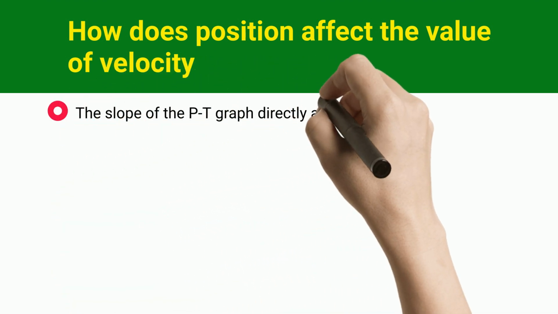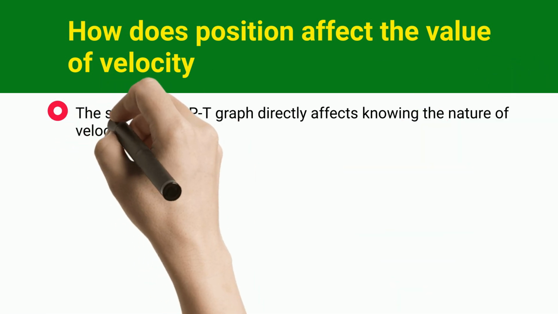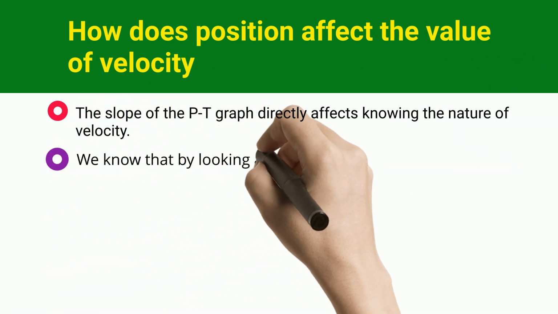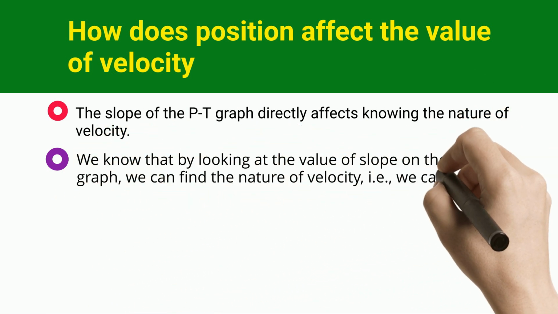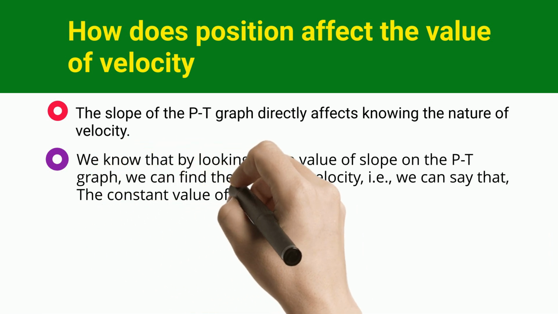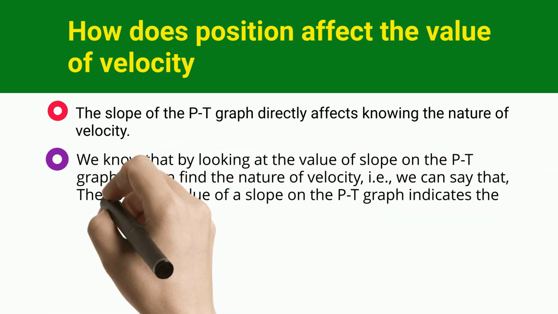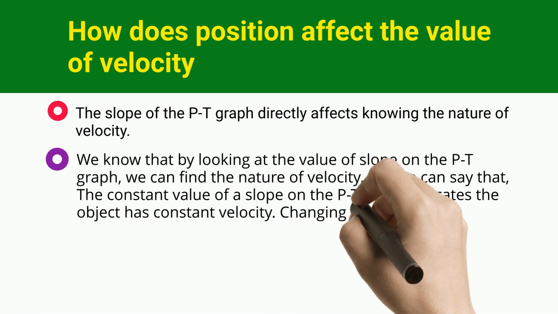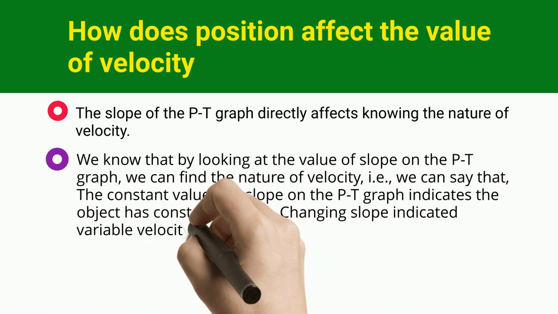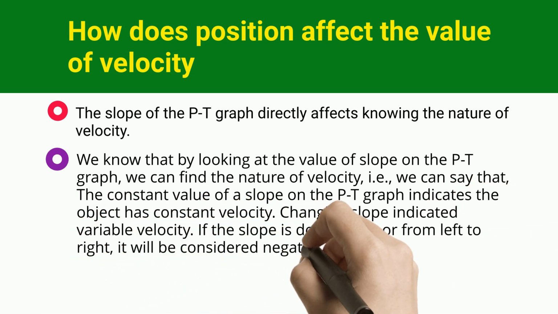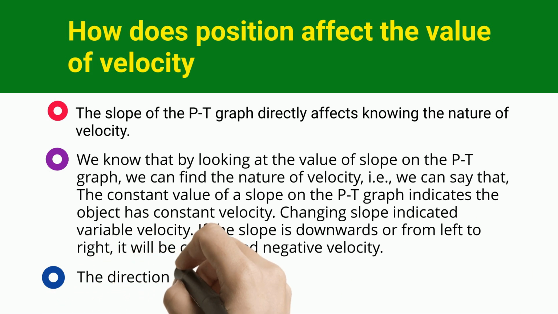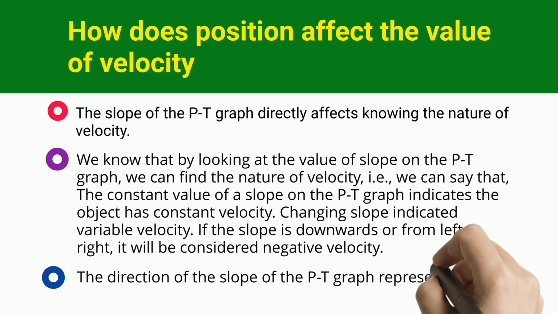How does position affect the value of velocity? The slope of the PT graph directly helps in knowing the nature of velocity. By looking at the value of the slope on the PT graph, we can find the nature of velocity, i.e., a constant slope on the PT graph indicates the object has constant velocity. A changing slope indicates variable velocity. If the slope is downwards, from left to right, it is considered negative velocity. The direction of the slope of the PT graph represents the nature of velocity.